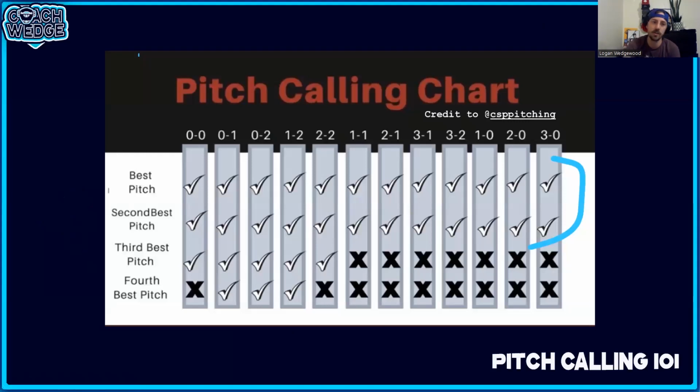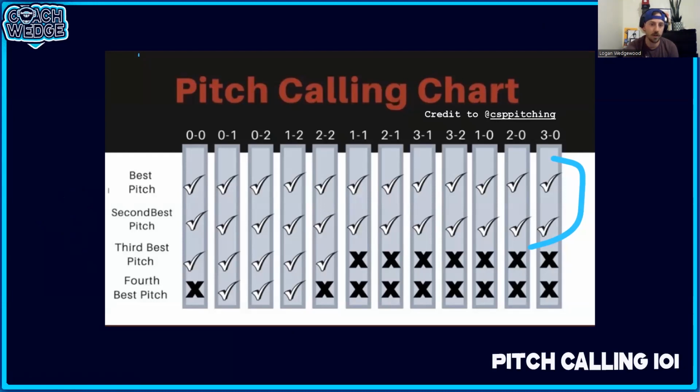Okay. Pitch calling chart. This is just an easy chart. If you guys want to take a photo of this, feel free. It's going to be in the slides that I'm going to send out also. But this is essentially just a really easy way to think about it. Your best pitch, you can throw it in any count. Your second best pitch, you can throw it in any count. Your third best pitch, you probably only want to throw when you're ahead in the count. And your fourth best pitch, you only want to throw when you're really ahead in the count.